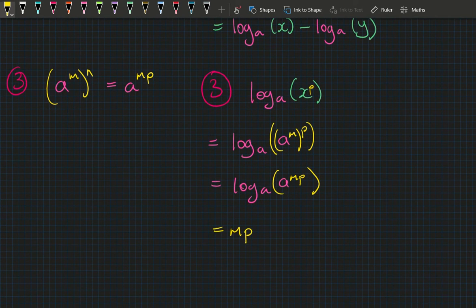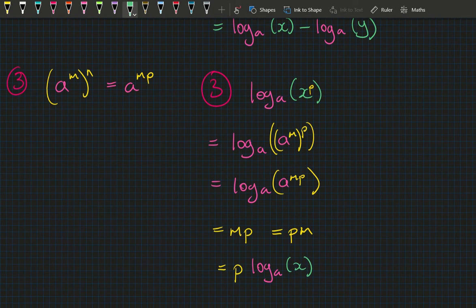Now for convenience sake, I'm going to reorder that. m times p is the same as p times m. And p is just that number we had for the power, right? But m is equal to log base a of x. So what we've got here is p times log base a of x.